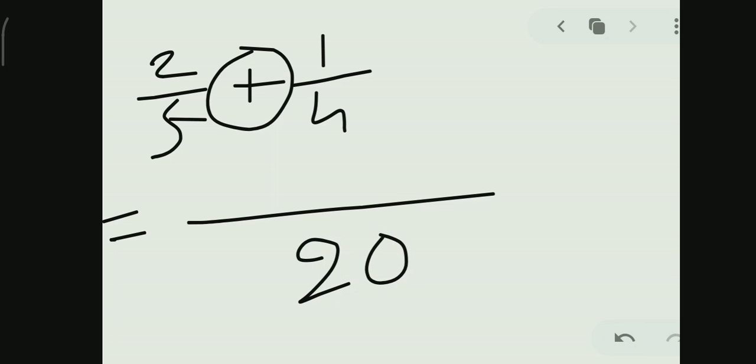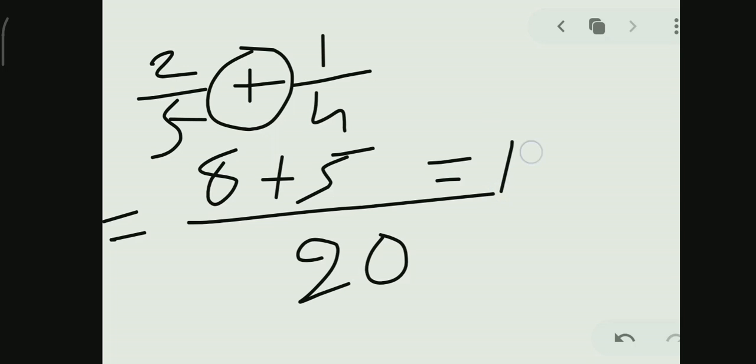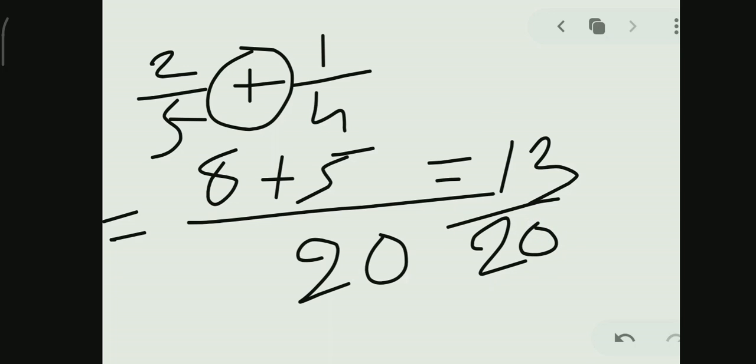The next step is we divide 20 by the denominator of the first rational number, that is 5. If we divide 20 by 5, we will get 4, and that 4 we will multiply with the numerator, that is 2. So we will get 8. Again this process will be done with the second rational number. If we divide 20 by 4, we will get 5, and if we multiply 5 with the 1, we will get 5 itself. So 8 plus 5, we will get 13, and our denominator is 20. So if we add 2 by 5 plus 1 by 4, we will get 13 by 20, correct? This is how simple it is.